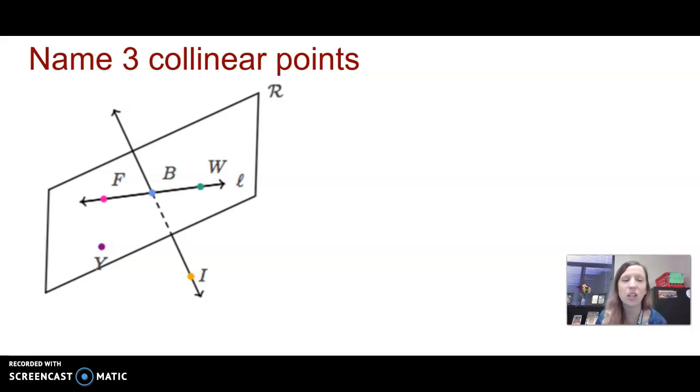Okay, here we go. We're going to look today at how to name three collinear points. To do that, we have to know what the word collinear means and how we name points.